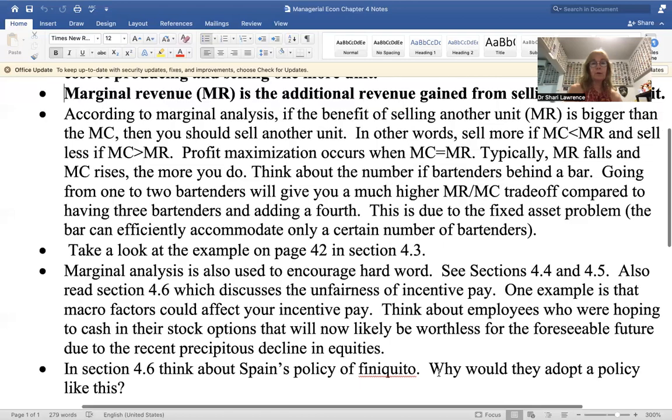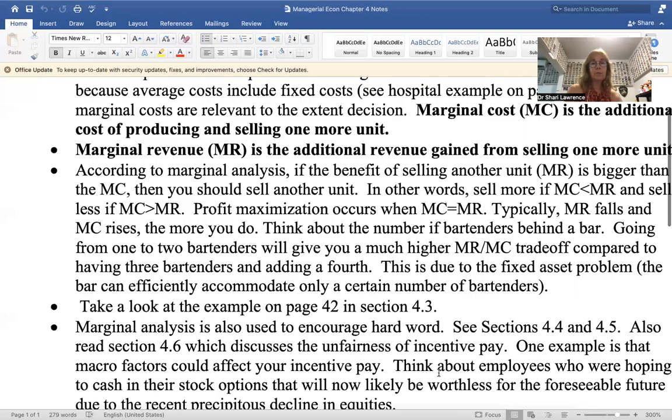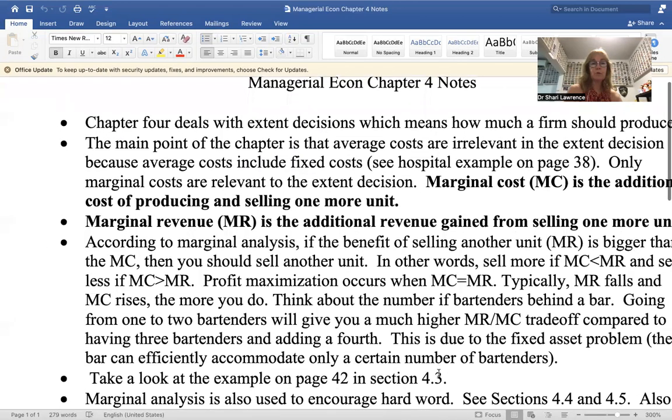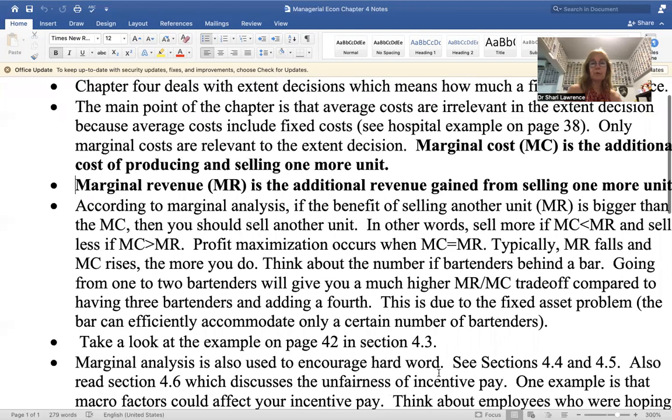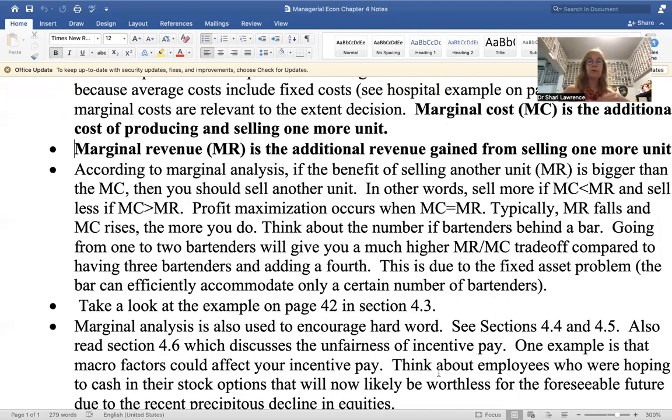Okay, so anyway, chapter 4 deals with marginal analysis. So just remember, a company should sell more as long as marginal revenue is greater than marginal cost. They should sell less if marginal cost is greater than marginal revenue. And when marginal revenue equals marginal cost, that is when profit is maximized.